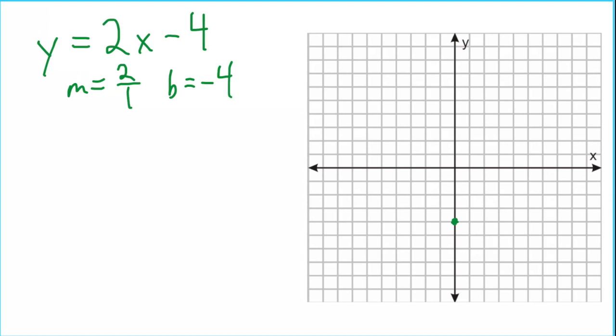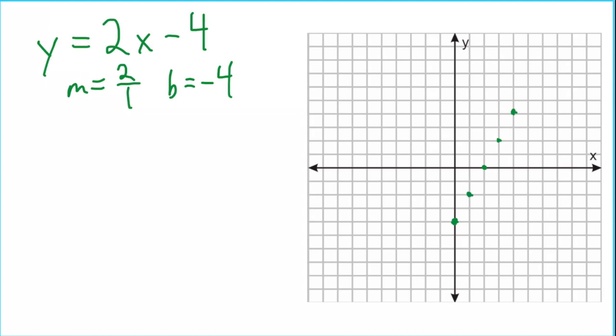Now all we have to do from that point is go up 2 and right 1, and that's my second point. I could stop right here and draw a line. With 2 points, you have a line. But it's good to make a few more, just to get everything to match up. So I'll go up 2 over 1 again. Now I can see where this line's headed.